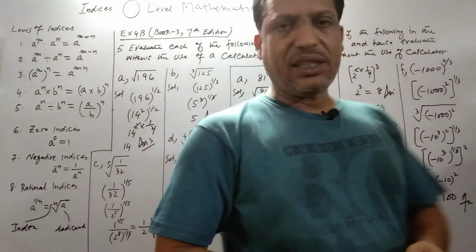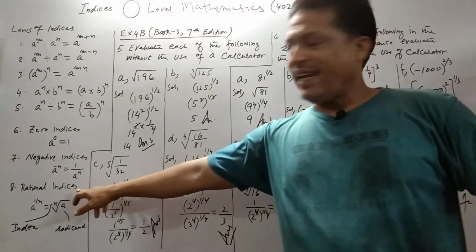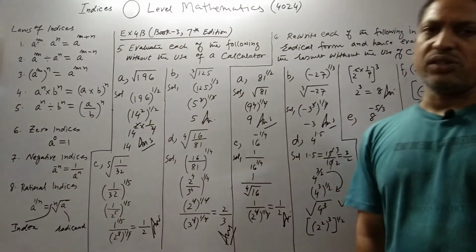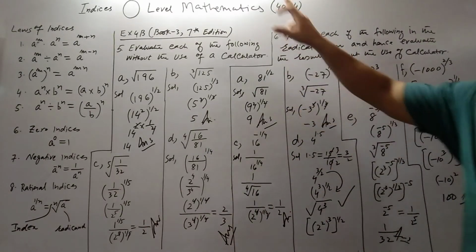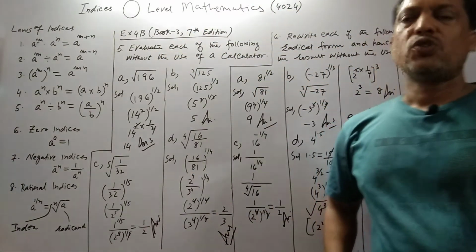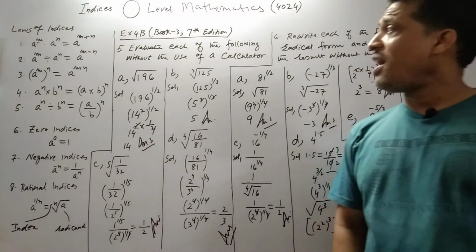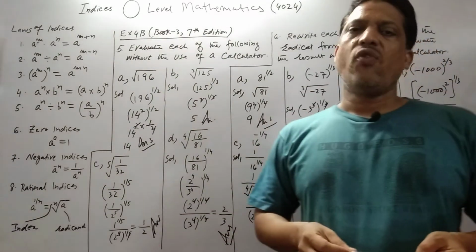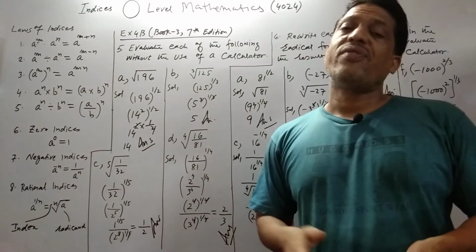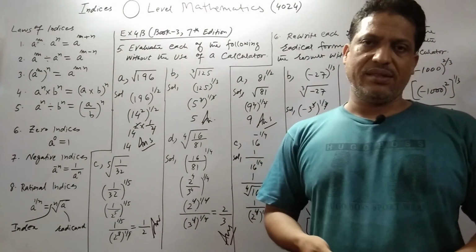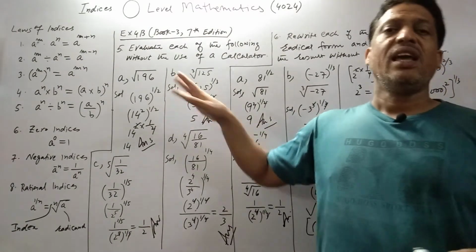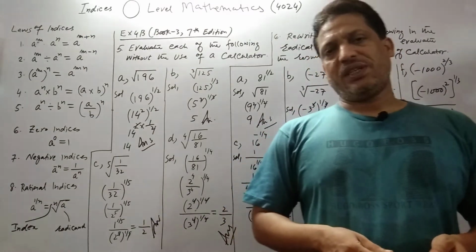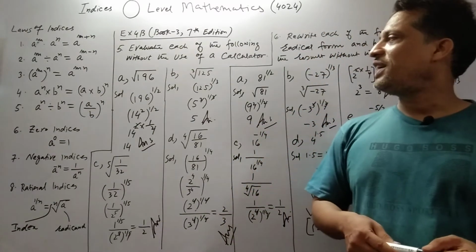So I hope you understand the use of rational indices along with the remaining laws, which we have seen in question number 5 and question number 6 in exercise 4B, book 3, 7th edition. So hope you understand today's class. We have finished the whole exercise 4B today, and in the next lecture we will start exercise 4C, where we will be seeing more complex indices as compared to this, and after 4C, inshallah, we will be doing past papers of this topic.